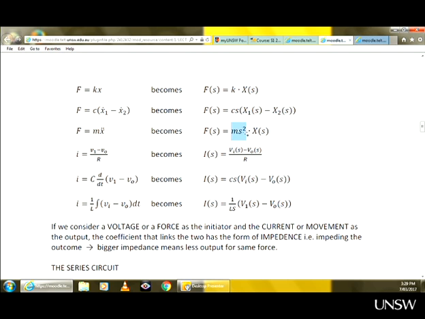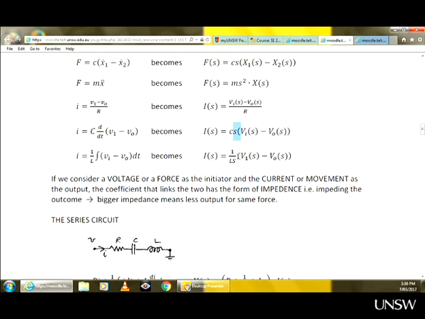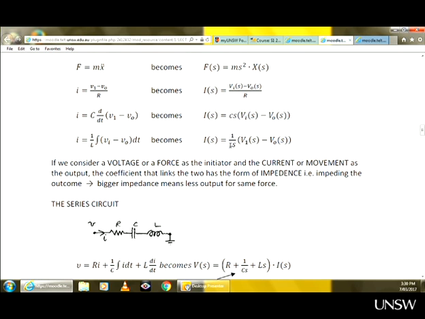Let's do the same with the resistor. In the s domain, you have I(s) equals the voltage difference over R. Very simple. For the capacitor, because of the derivative, you will have s here. And finally, because of the integral, you will have 1 over s, but this should be lowercase s. I'll try to correct this if I don't forget. So this is lowercase s to avoid confusion.